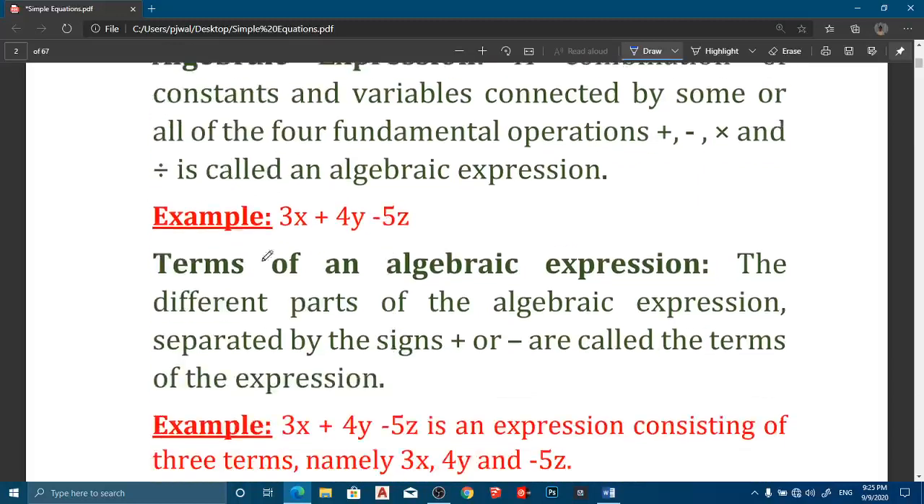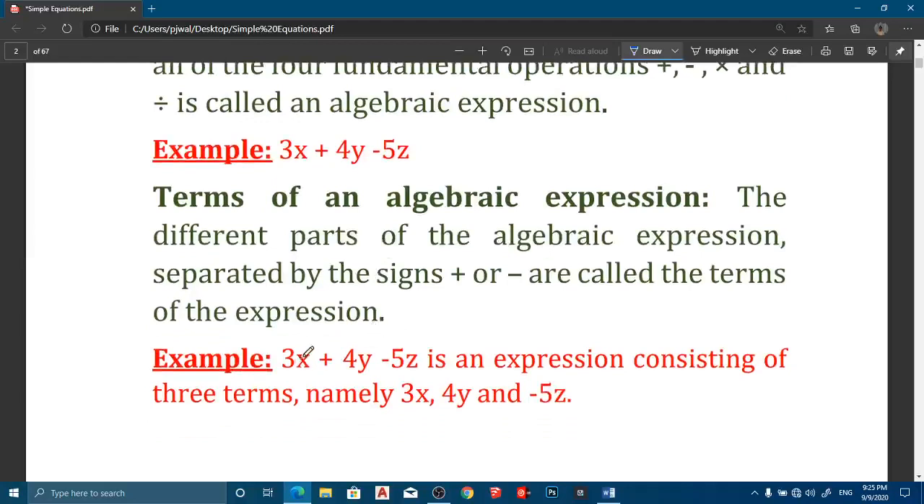So next, terms of an algebraic expression. The different parts of the algebraic expression separated by the signs plus or minus are called the terms of the expression. Here how many terms are there? Three terms: 3x, 4y and 5z. Whenever you have to tell the terms of the expression, you have to tell them along with the sign. If it is plus, no need to tell that sign, but if it is minus, you should tell along with the sign.